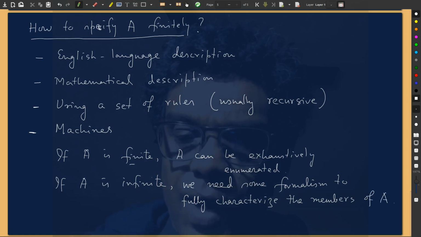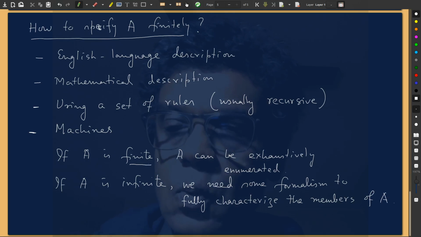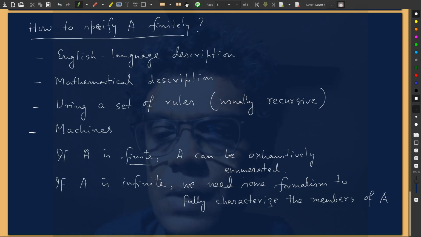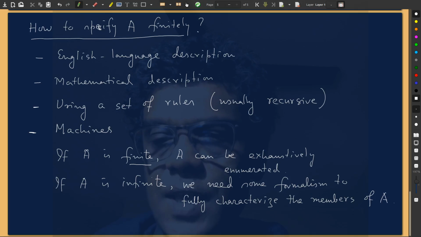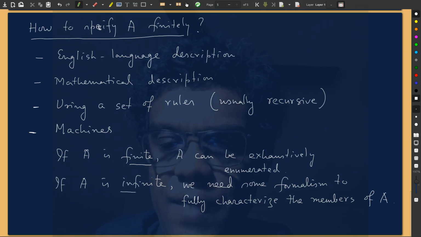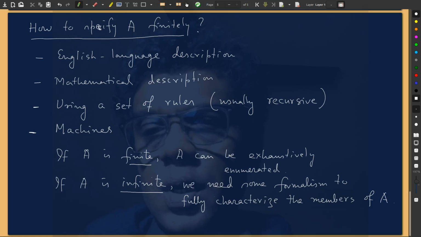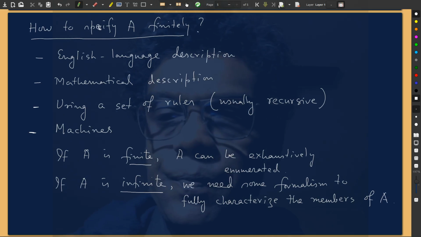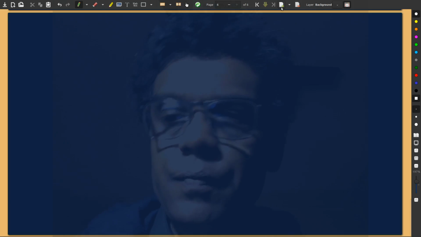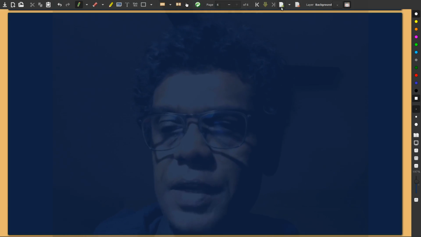Okay, so if it is finite, it may contain a huge number of elements, but in principle, we can write all the elements of A one after another and specify A explicitly. If A is infinite, of course, this is not possible. So we have to use some other ways of doing it. Okay.